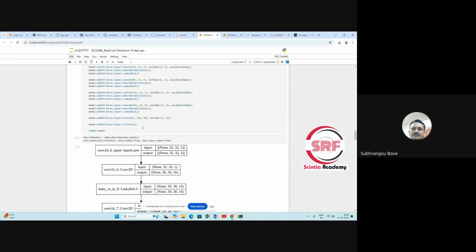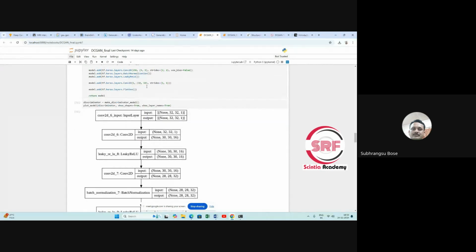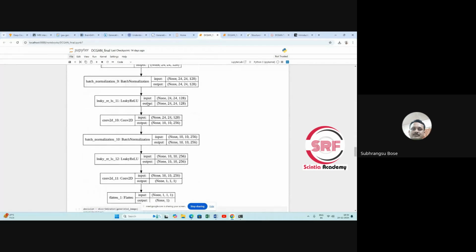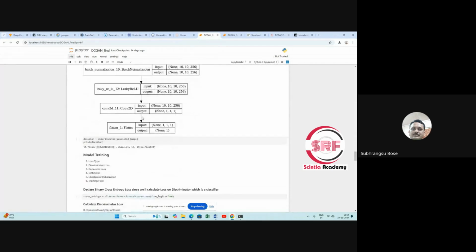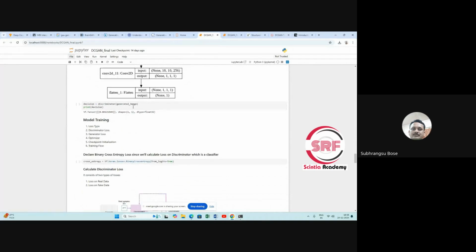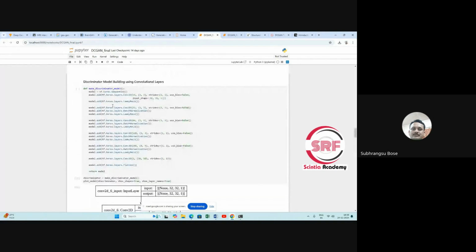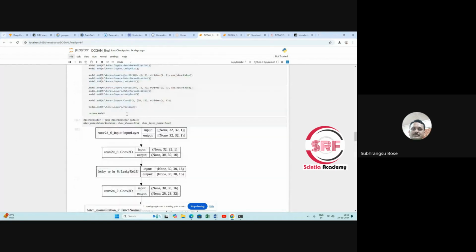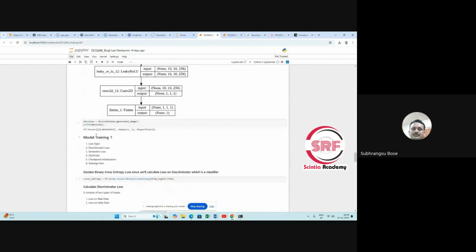Then model 2D, 10, 10, just to analyze the 2D picture. It is the architecture and decision equal to discriminator generated image and print a decision. What is the decision of this picture? This picture is a fake picture, noise-based picture.